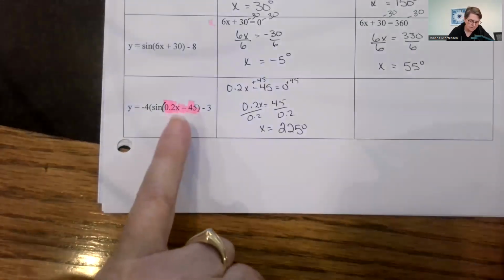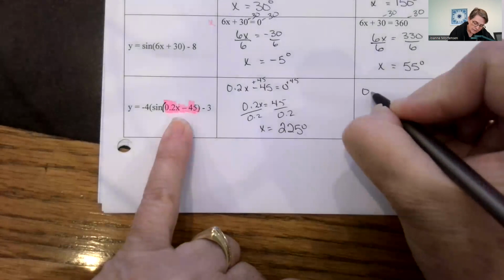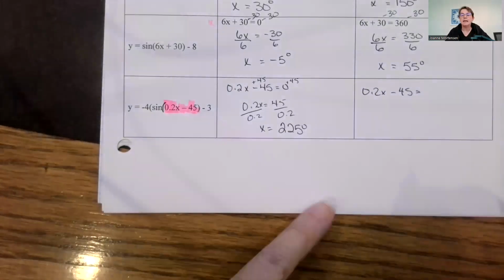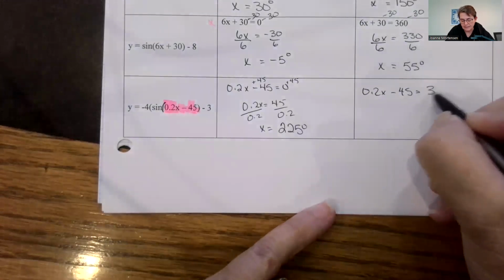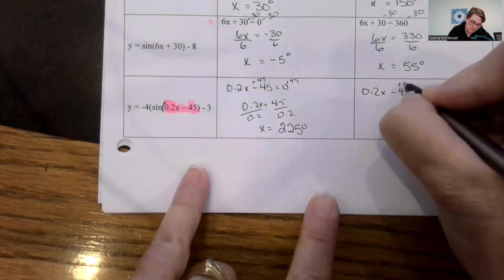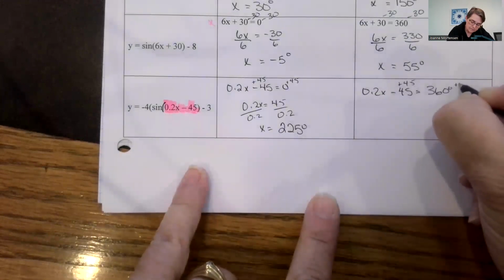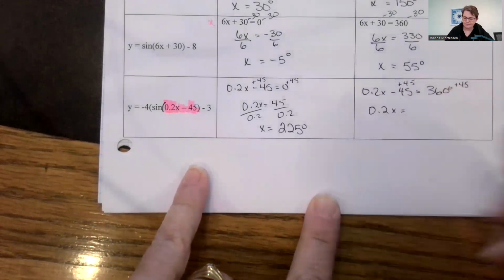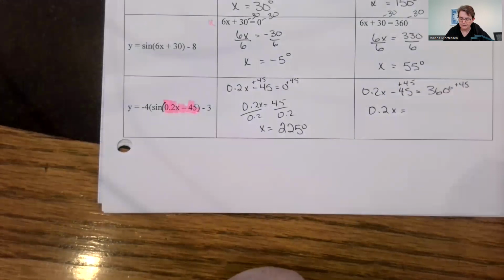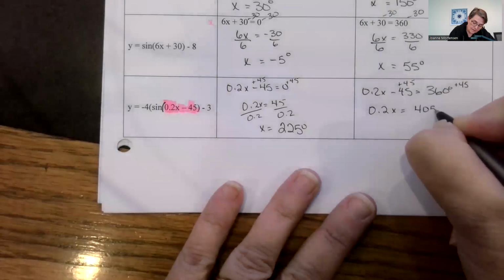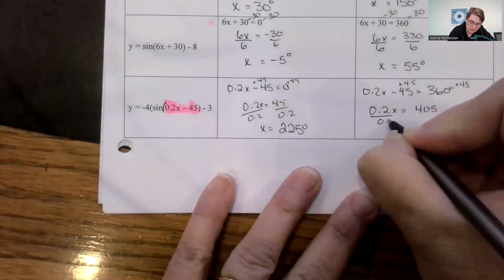Okay, now we'll do it for the other one. 0.2x minus 45. Now, at the end, we're going to have it equal to 360, because that, again, is where our standard one would end. So plus 45, 0.2x equals 360 plus 45, 405. Divided by 0.2.